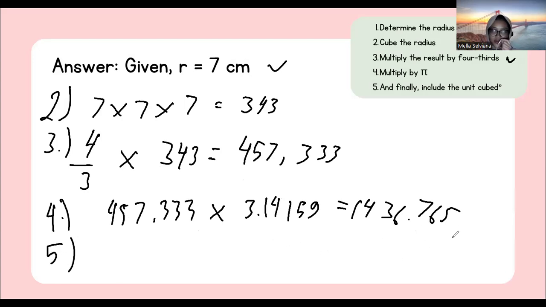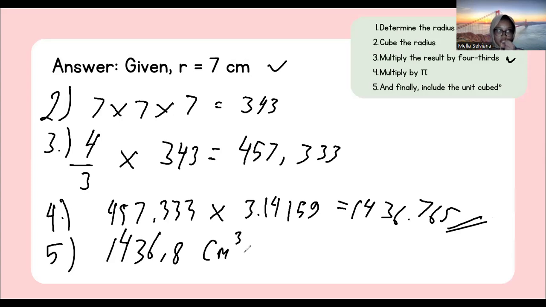Okay, we should round the answer. So the final result is 1436.8 cubic centimeters. So the volume of the sphere is 1436.8 cubic centimeters.